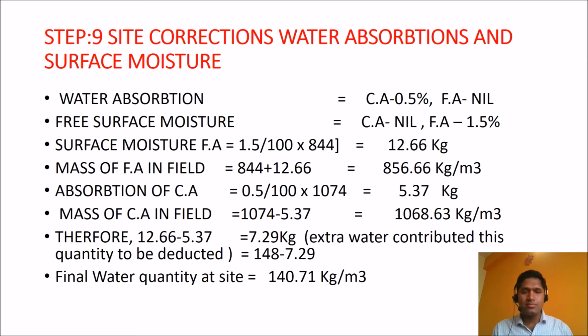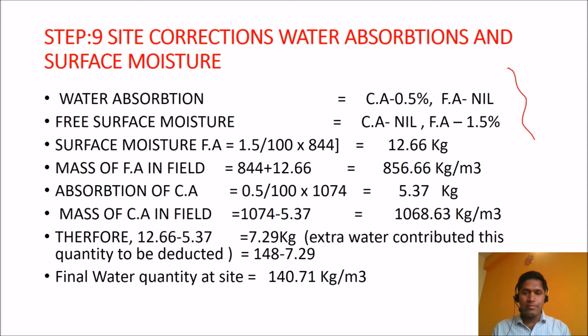So let us see in this problem, water absorption is taken as coarse aggregate 0.5%, fine aggregate we have taken nil, free surface moisture coarse aggregate nil, fine aggregate 1.5%. Water absorption will be there for all the sands and coarse aggregate, but let us assume these two conditions.